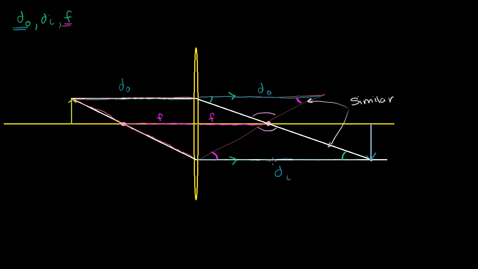So D naught corresponds to this. They're both opposite this pink angle. So the ratio of D naught to D1, the ratio of corresponding sides, is going to be the same thing as the ratio of this side right over here, which I'll call A. It's opposite this magenta angle right over here.